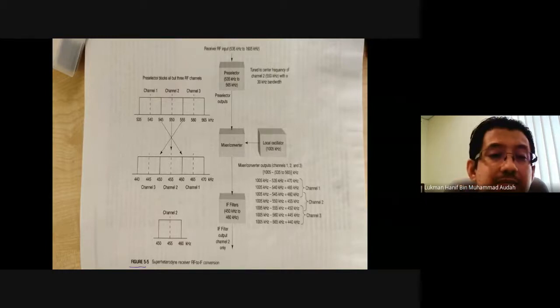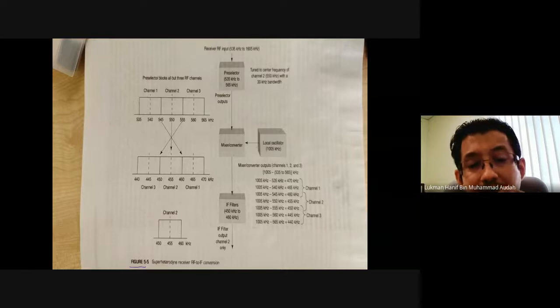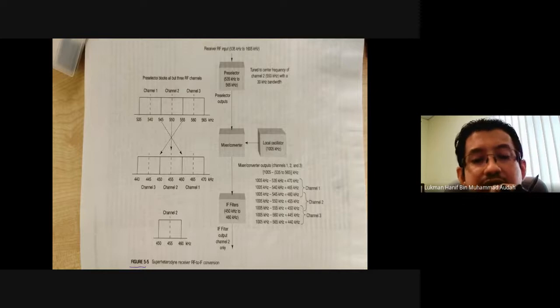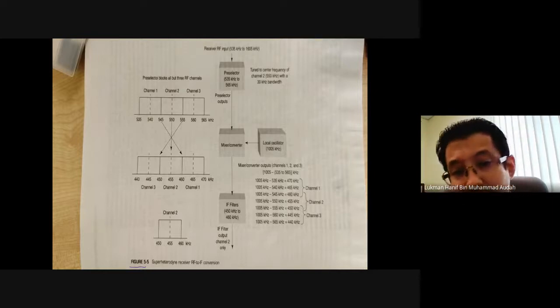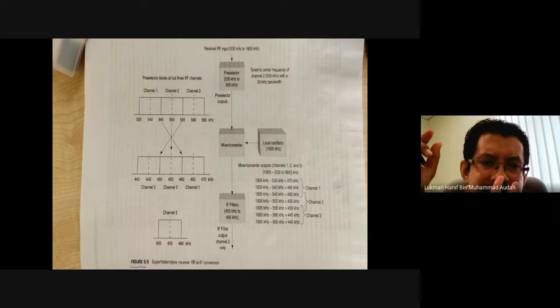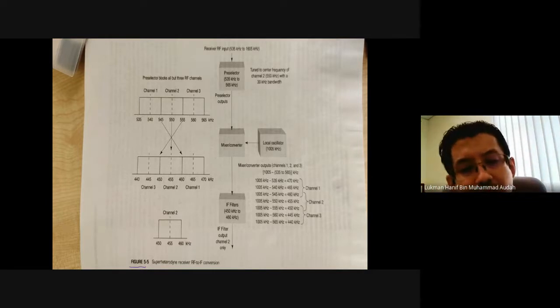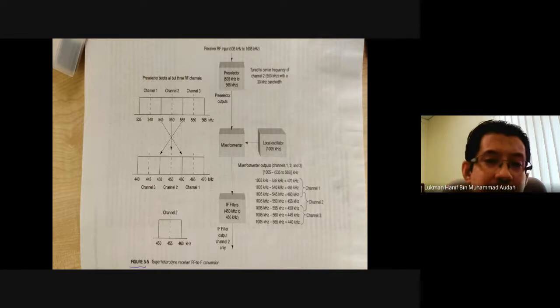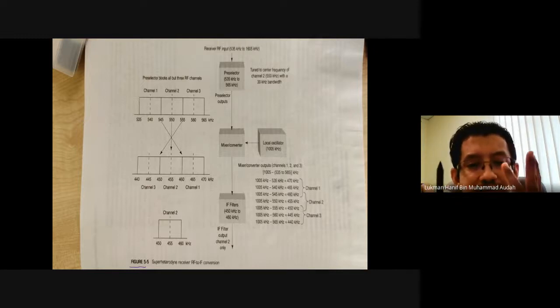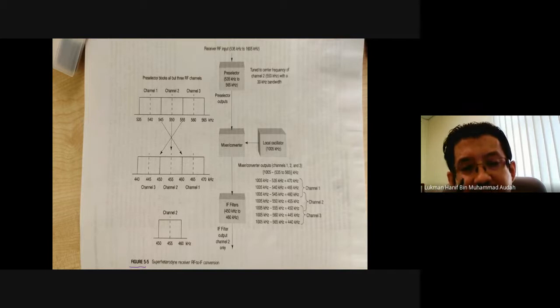Question like this. Okay, so perhatikan class. I want you to understand about this. So this is about super heterodyne receiver. Remember super heterodyne receiver, we have 4 sections: RF section, mixer converter section, IF section, and also the audio section. Okay, so dalam example ini, it shows you 3 sections. The first 3 sections: pre-selector section, RF section, mixer converter section, and also the IF section. So we want to see what happened to the frequency band.